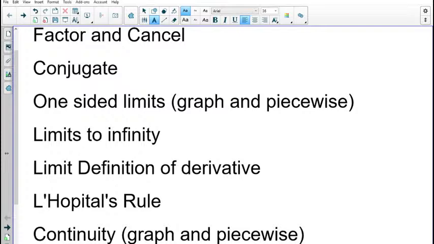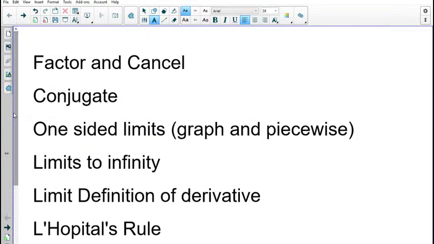Today we're reviewing limits, and I want to start by just very briefly going through each type of problem. Starting with factor and cancel. That's the most common type of limit question, where you can factor the top, factor the bottom, see what cancels, and then see if you can plug it in from there.